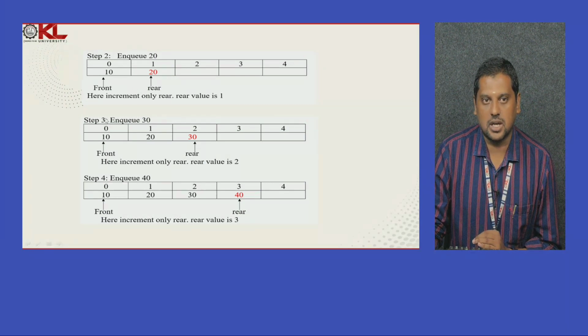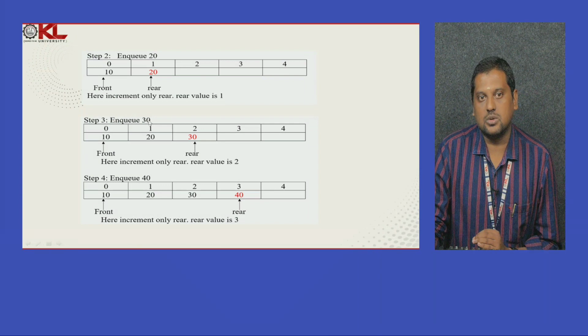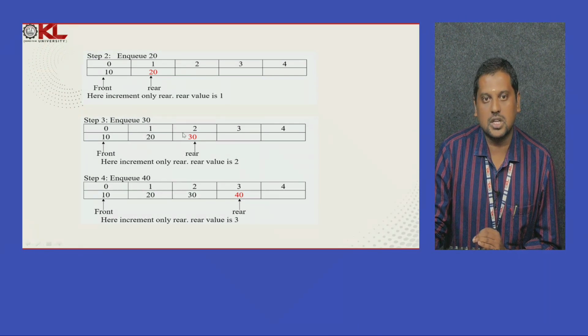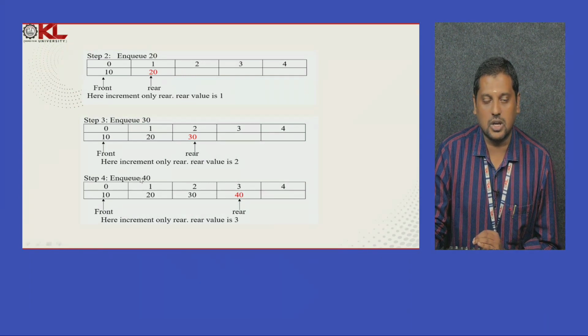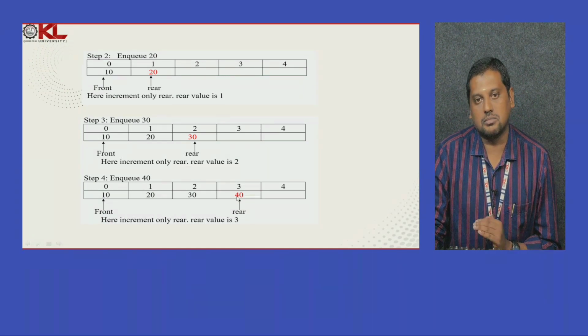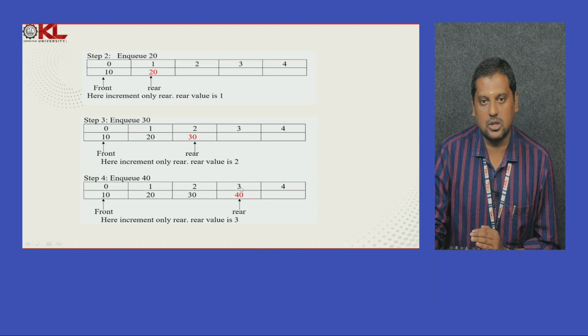Same way in step number 3, the next value we need to enqueue is 30. What are we supposed to do? Further we have to increment the rear value by 1. Once the rear value is incremented, my rear value becomes 1. So now the value 30 is enqueued. Now in step number 4, we have to enqueue 40 here. Again we increment the rear value by 1. Now my rear value is 3. Once after incrementing the rear value, we enqueue the value 40 into the queue.